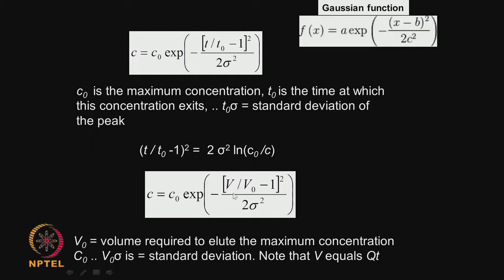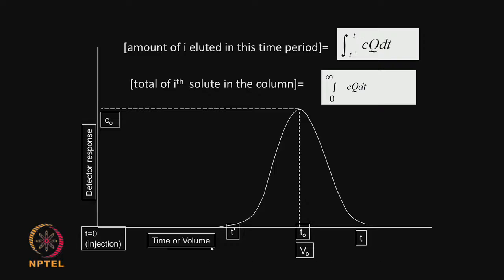That is how the concentration varies with time here, and this is how the volume varies with time. T naught is your retention time, V naught is the retention volume. So, we have an equation. This equation is very useful, we can do many things with it, and we will do some problems later on. So, I have a curve like this going up.